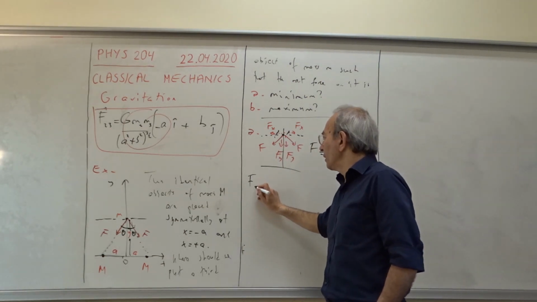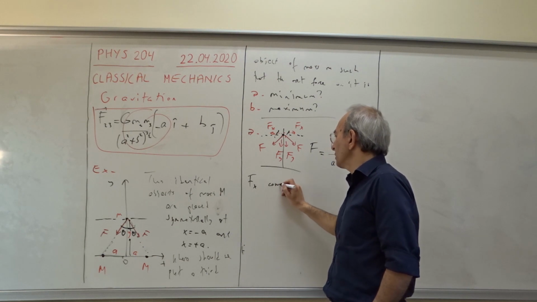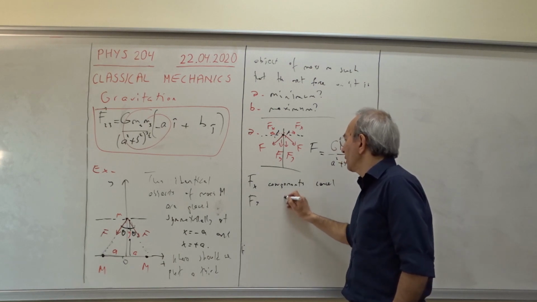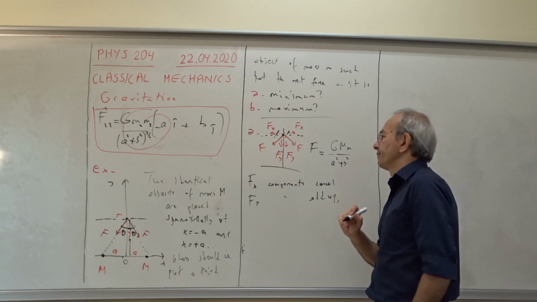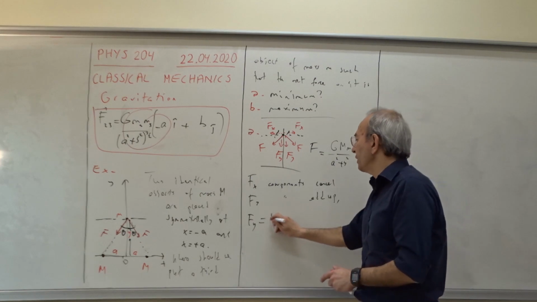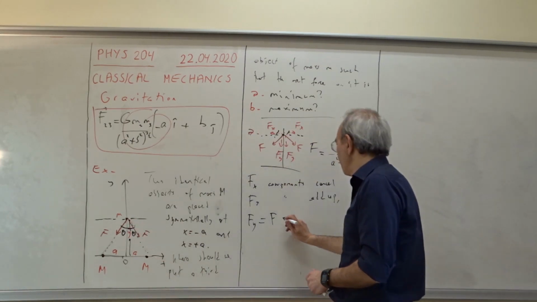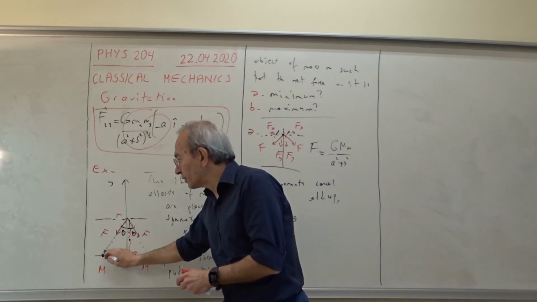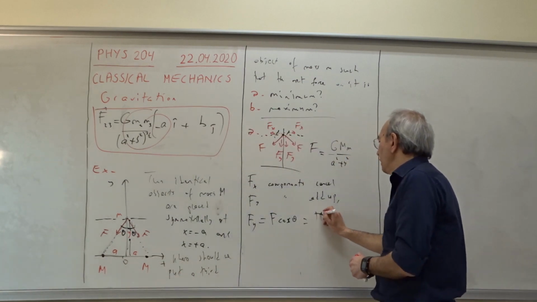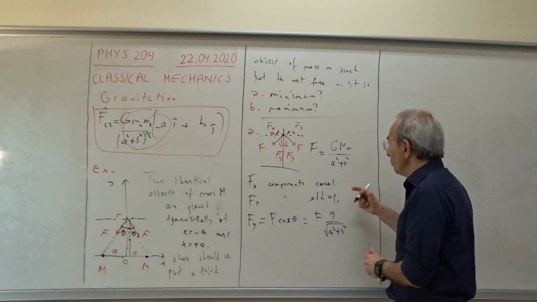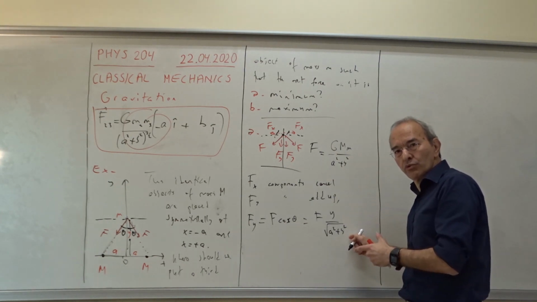But Fx components cancel, Fy components add up. So that we write Fy is simply F times cos theta. But what is cos theta? We don't have angle theta, but we have y over hypotenuse. It is F times y over root of a squared plus y squared. So we have the same term, one just itself, the other in square root.